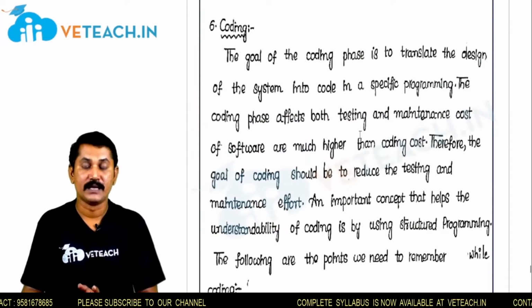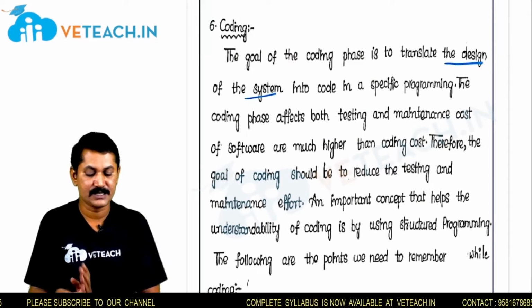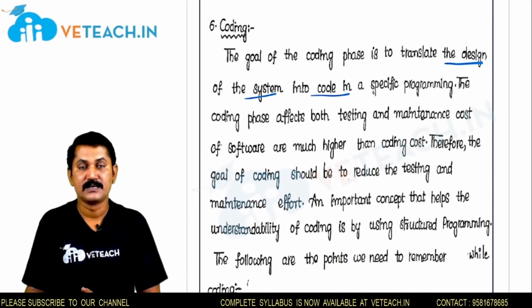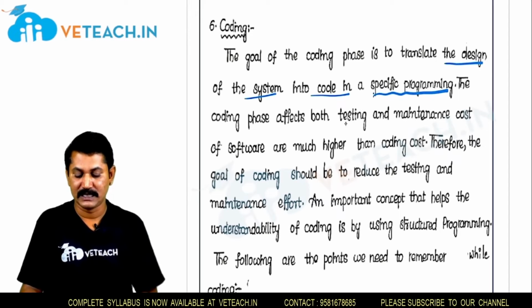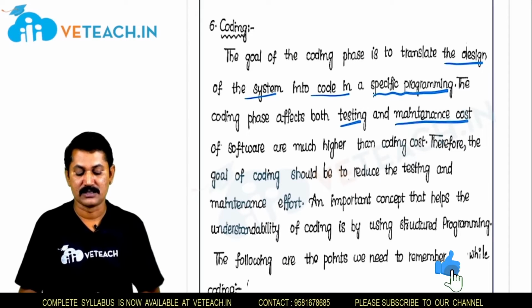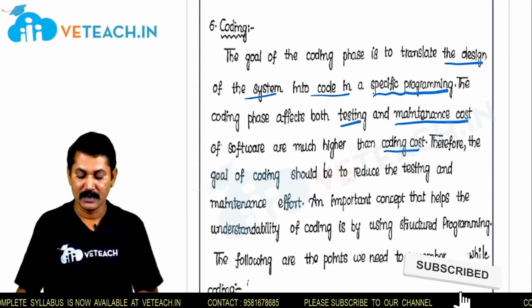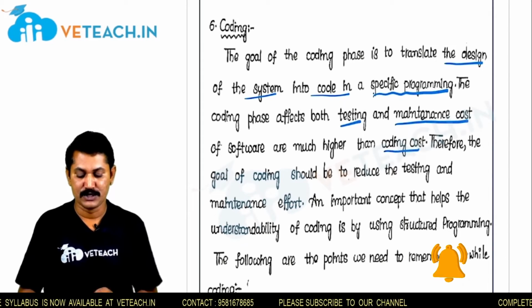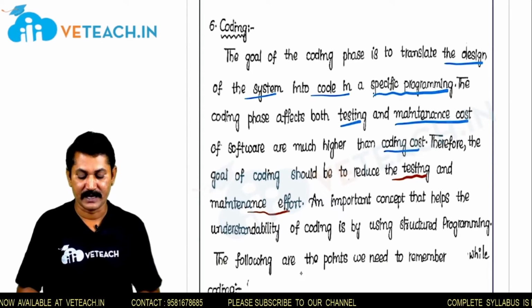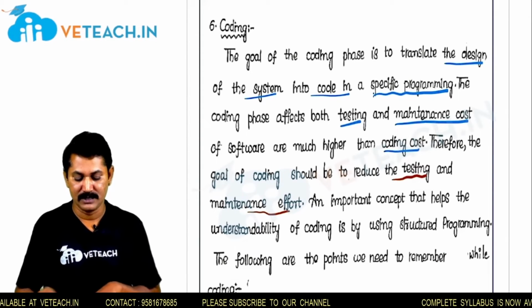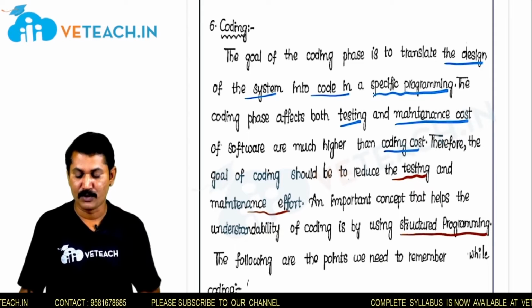Next one is coding. The goal of the coding phase is to translate the design of the system into code, that means by using a specific programming language. The coding phase affects both the testing and maintenance cost of software, which are much higher than the coding cost. Therefore the goal of coding should be to reduce the testing process and maintenance effort, and an important concept that helps the understandability of code is structured programming.